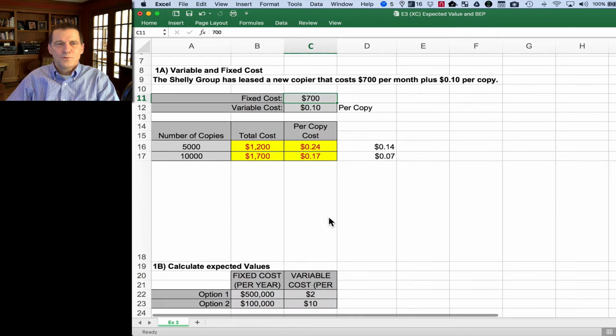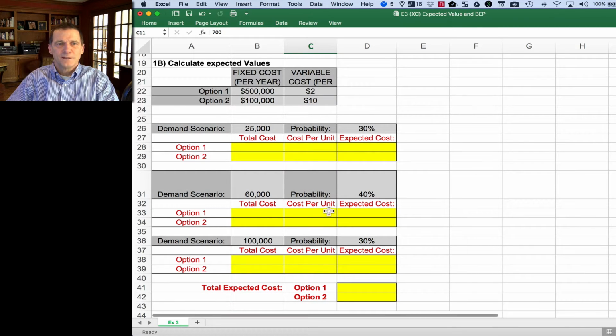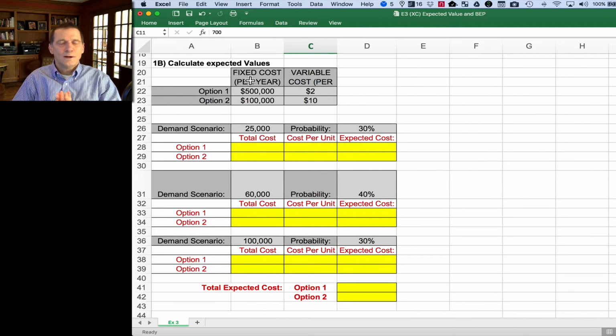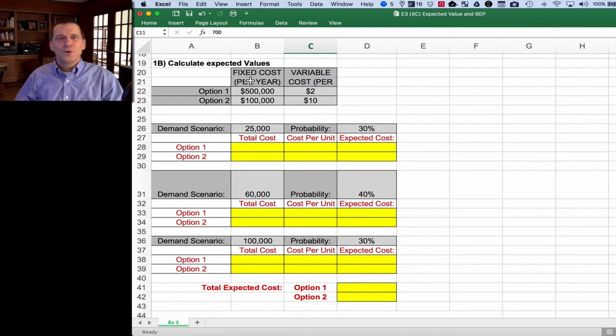Okay, moving down then into calculating expected values. What we have here is a way to look at two different options, investments in capacity, and they could be a variety of different things. It could be a large plant and a small plant. It could be new automated equipment versus old, less automated equipment. In fact, maybe that's a good example, right?